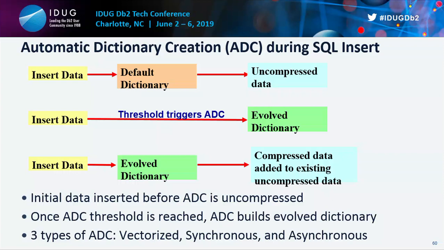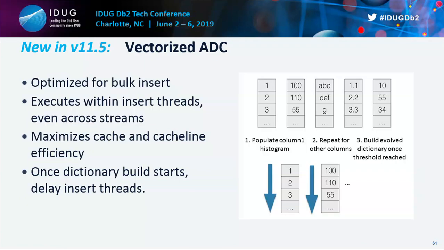At some point, your insert data triggers a threshold, at which point we build a dictionary. After that dictionary successfully builds, all new data going in will automatically go in compressed and encoded. So anything before this is built uncompressed, anything after will go in automatically compressed and encoded. There are technically 3 types of automatic dictionary creation, but I'll really just focus on one, and that is the vectorized one.